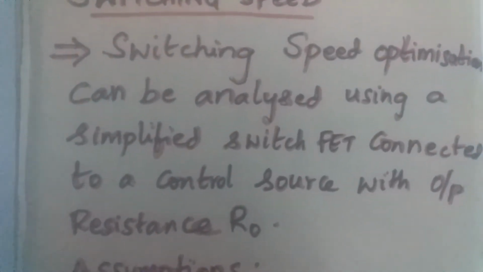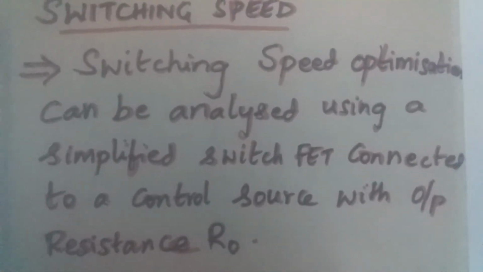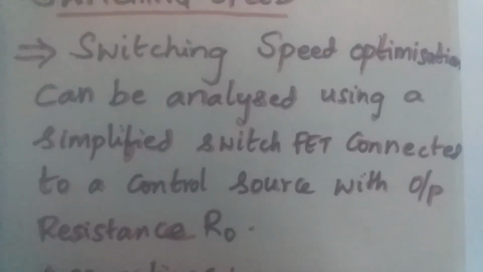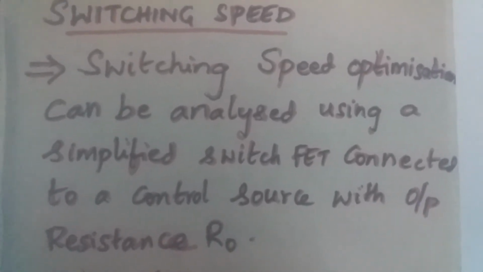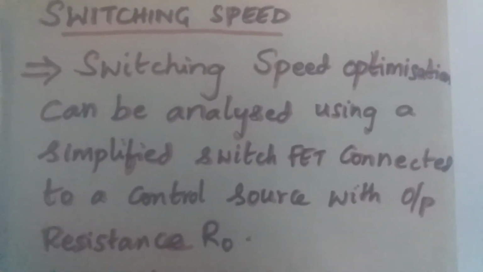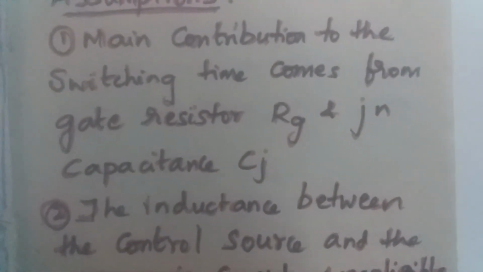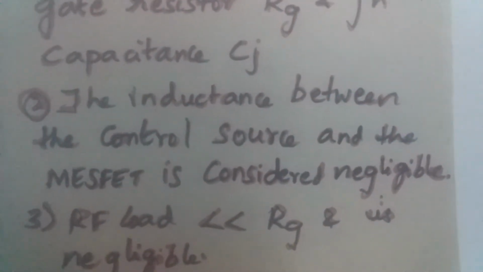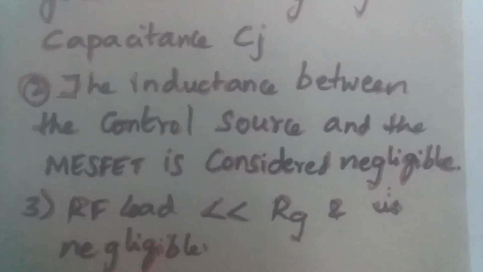So the switching speed can be analyzed by using a simplified switch MESFET which is connected to a control source with output resistance R0. Okay, and there are certain assumptions. We consider that the main contribution to the switching time comes from the gate resistor RG, which is of higher value, and the junction capacitance CJ. And we also consider the inductance between the control source and the MESFET is negligible, hence that can be neglected. RF load is far less than RG, hence that can be neglected.